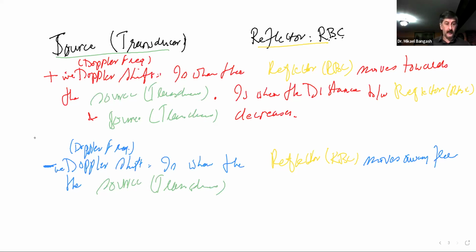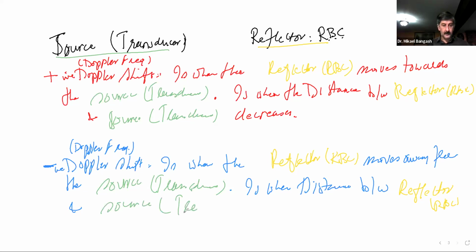Or we can even word it this way and say it is when the distance between our reflector, which is the red blood cell, and the source, which in this case was the transducer, when that distance is increasing. Did you guys get that?